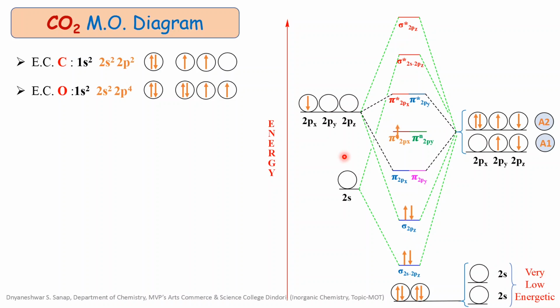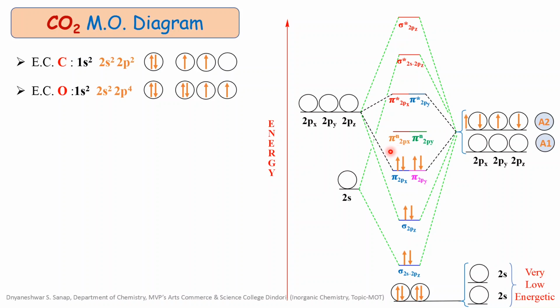The fifth electron comes to the pi 2px, and the sixth electron comes to the pi 2py bonding molecular orbital separately, even though they are degenerate in energy, because according to Hund's law of maximum multiplicity, there is no pairing of electrons in any one molecular orbital until there is at least one electron in each degenerate orbital. The next electrons get paired in the 2px and 2py orbitals respectively, and they are completely filled.